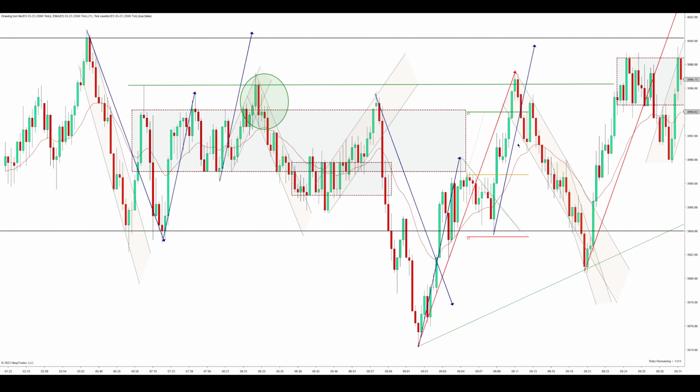So we push up here, we start the second leg up here. We don't reach the measured move. We do find resistance here. We bounce off it right here. Of course, that's not a good short. I mean, you didn't reach the measured move.